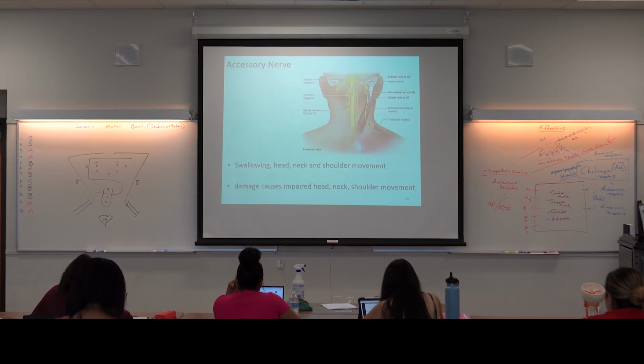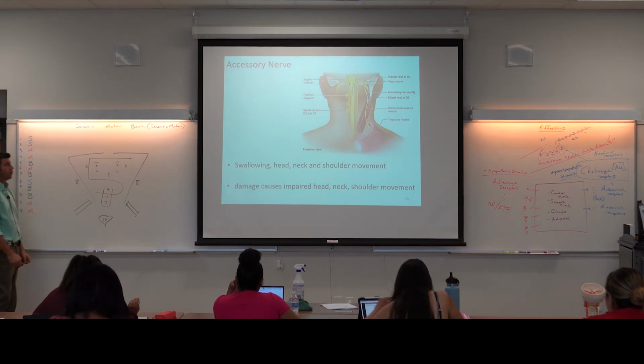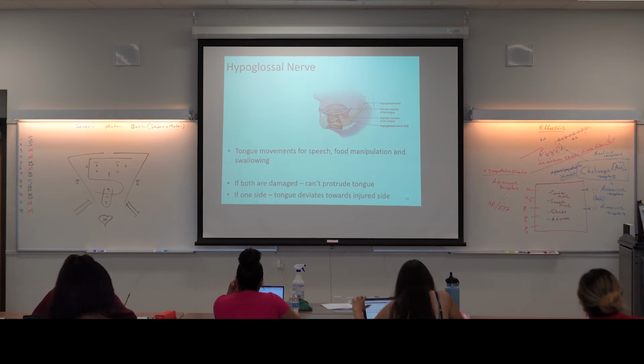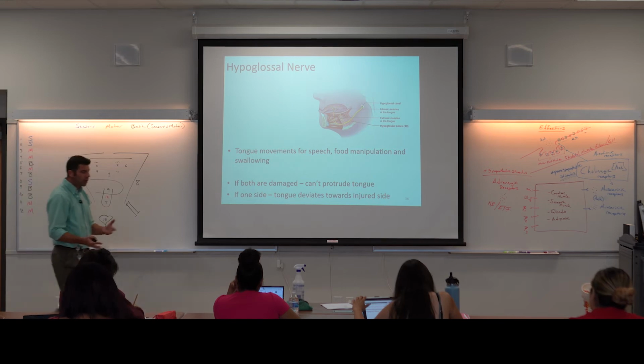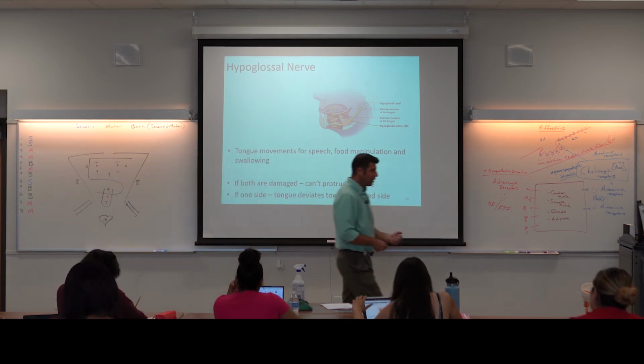The accessory nerve, we said, goes to these trapezius muscles and allows you to shrug your shoulders. So damage would prevent you from shrugging your shoulders. And then the last one is the hypoglossal that goes to those muscles of the tongue and allows you to protrude your tongue or manipulate food in the mouth.